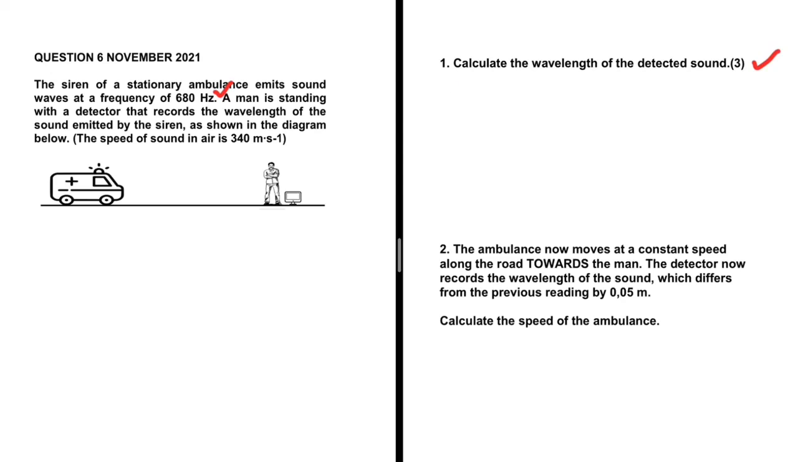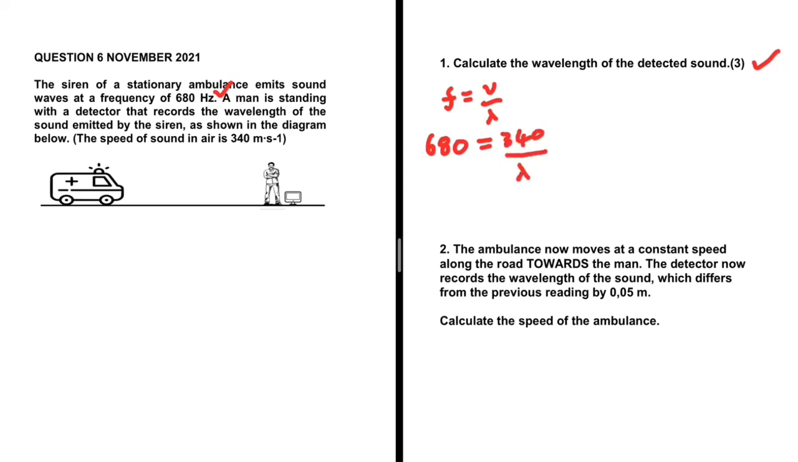We're going to have the frequency detected being equal to the velocity divided by the wavelength. So what will be the frequency detected? The frequency detected will be the same as the frequency which is emitted, because there is no relative motion between the sound source and the observer. So the frequency is 680 hertz. The velocity, the speed of sound in air, is 340 meters per second, divided by the wavelength.